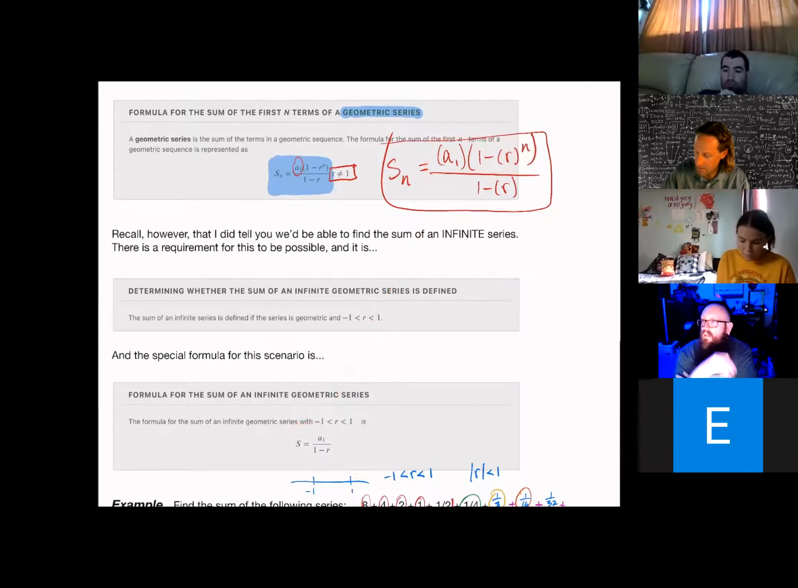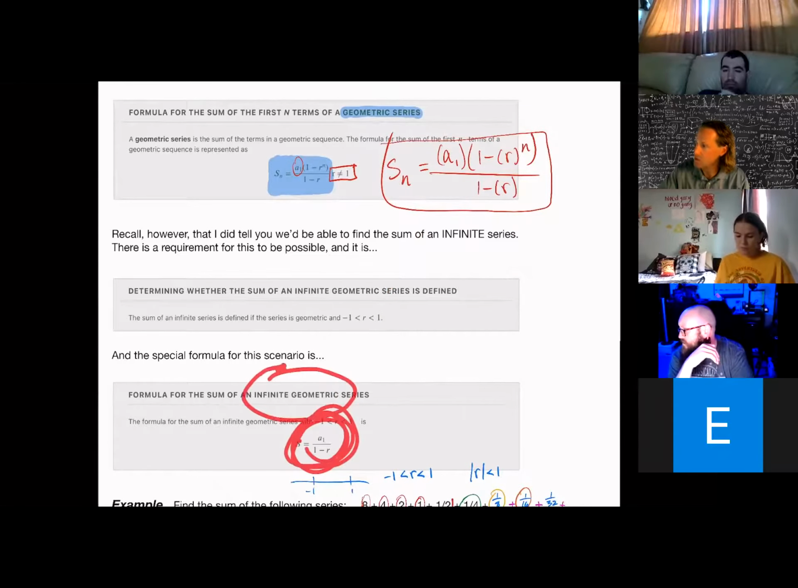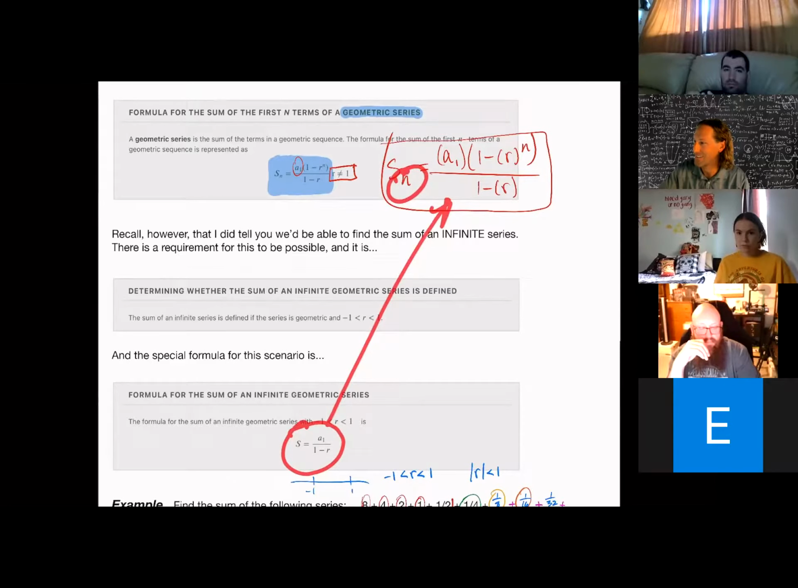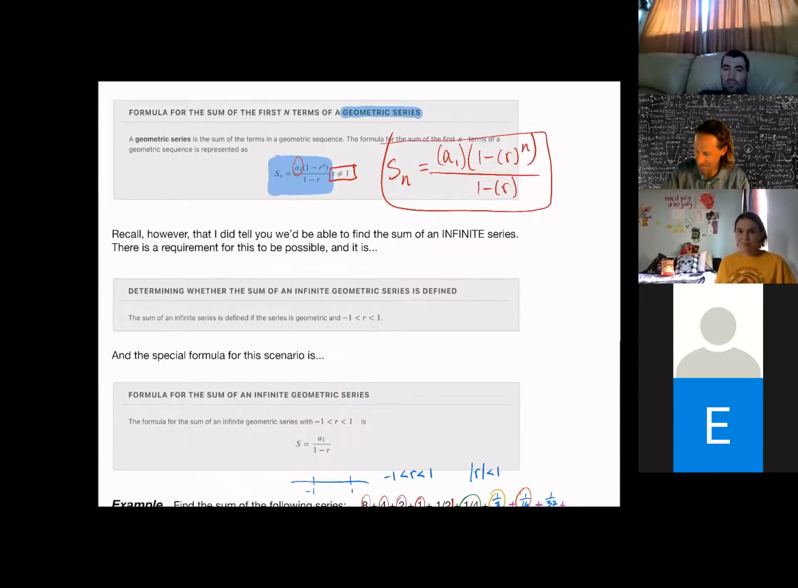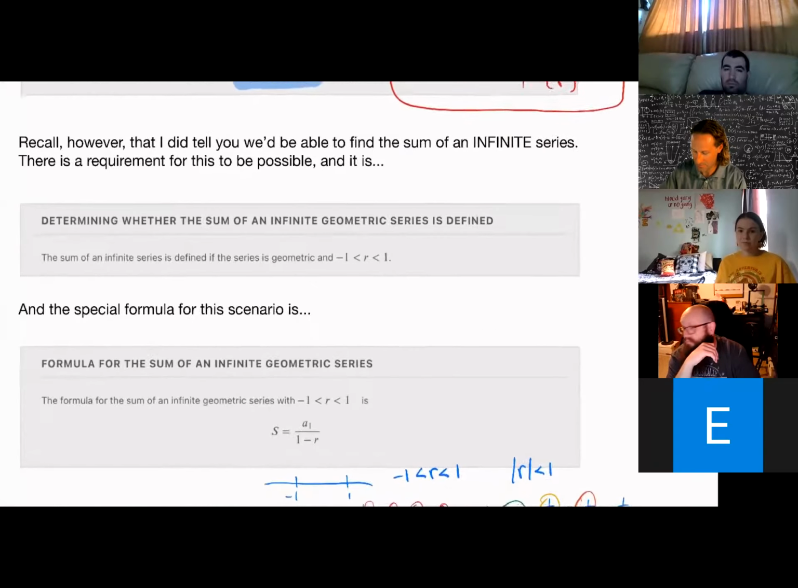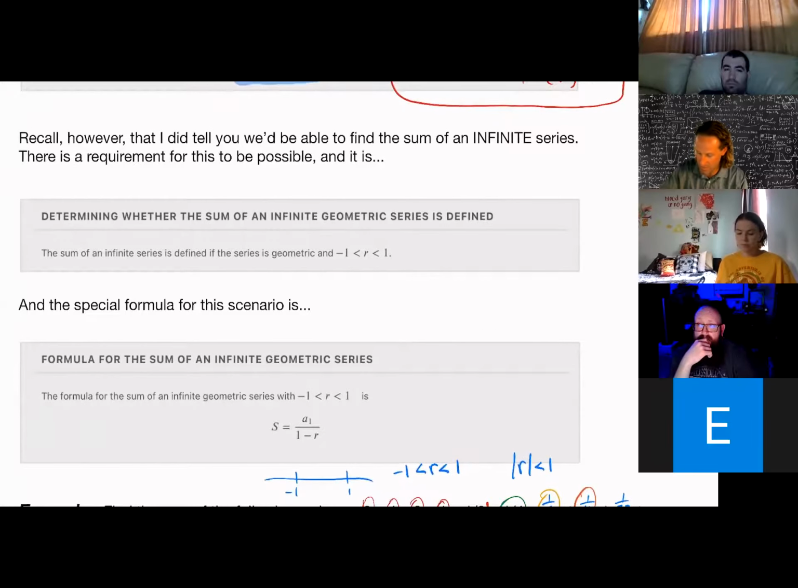Which is crazy that an infinite geometric series to add up an infinite amount of things is actually easier than adding up a certain number of things. That's crazy, isn't it? Look at this one. And look at that one. Way nicer. Okay, so make sure that you have that written down. And remember the caveat. The only way that that works is if your r is a fraction less than 1.